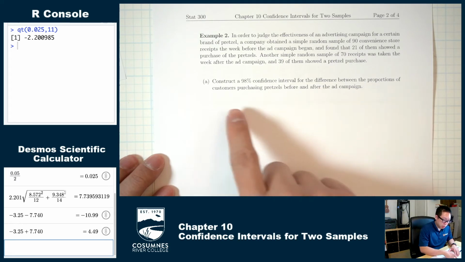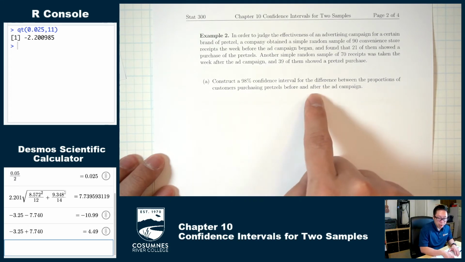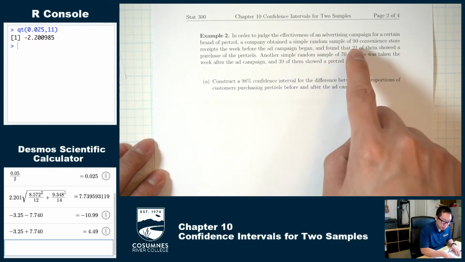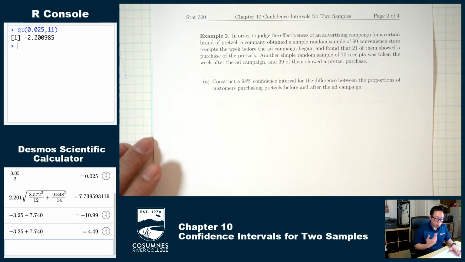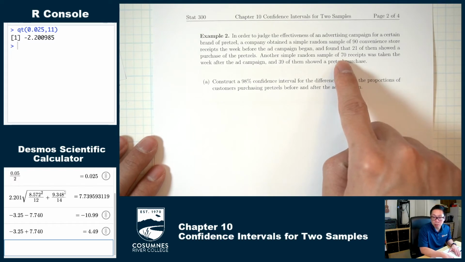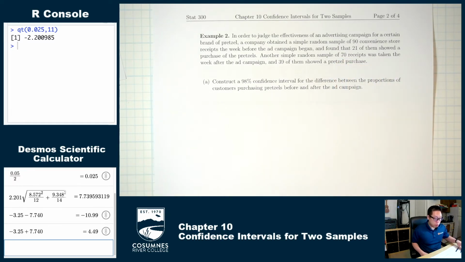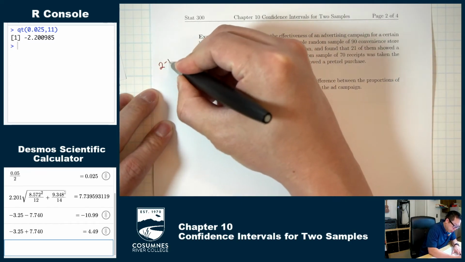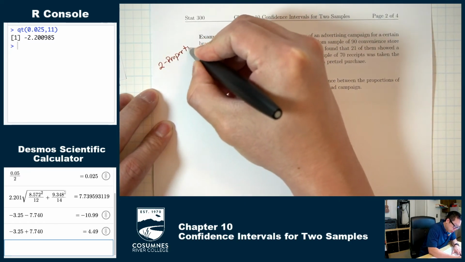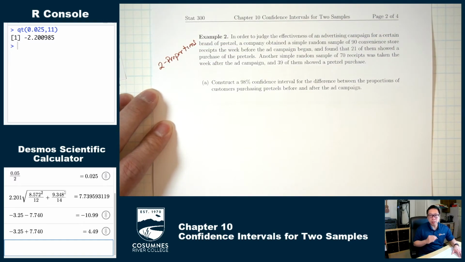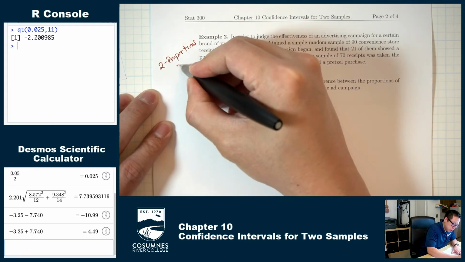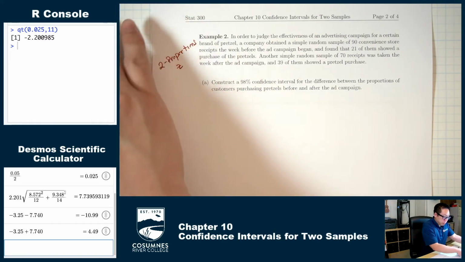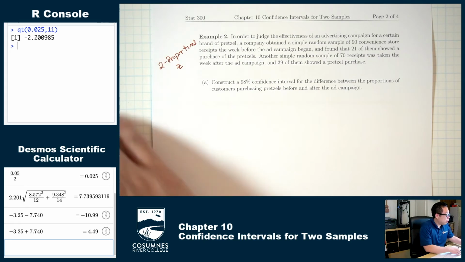Difference between proportions of customers purchasing pretzels before and after, right? So we have a sample before. We took a sample of 90 receipts before, and then we also took a sample of 70 receipts after. This is definitely going to be two proportions. And just to remind myself, for proportions, I should be using z's throughout this problem.